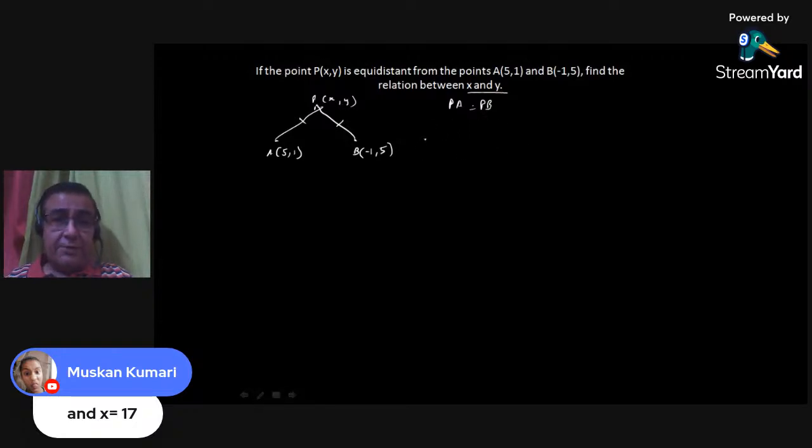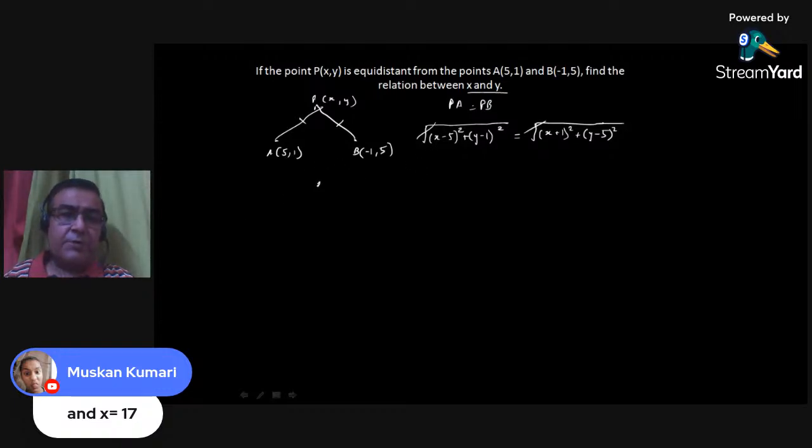So let me find out what PA is. PA will be the square root of (x minus 5) whole square plus (y minus 1) whole square, and PB would be equal to the square root of (x minus of minus 1, so that becomes x plus 1) whole square plus (y minus 5) whole square. Squaring both sides, I get rid of the square root sign. Then I can just simplify this.